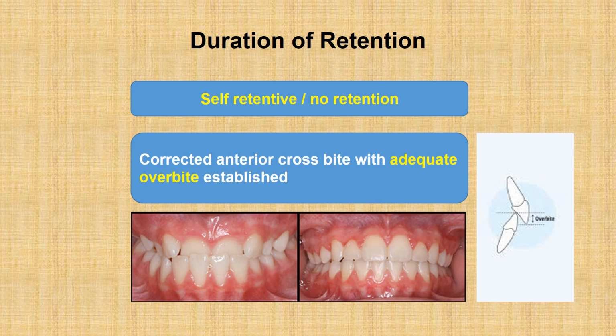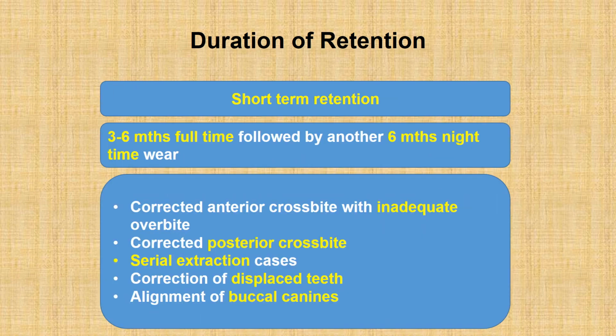Now, when a corrected crossbite has adequate overbite established, then the correction is self-retentive and no retention may be required. Short-term retention is 3 to 6 months full-time wear followed by another 6 months nighttime wear. Some of the situations where short-term retention can be used are corrected anterior crossbite with inadequate overbite, corrected posterior crossbite, serial extraction cases, correction of displaced teeth, and alignment of buccal canines.